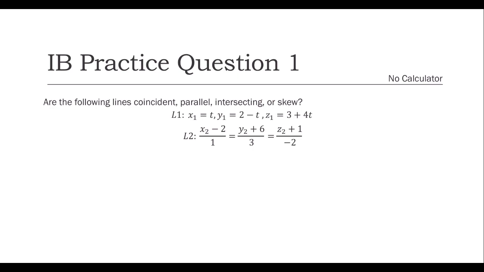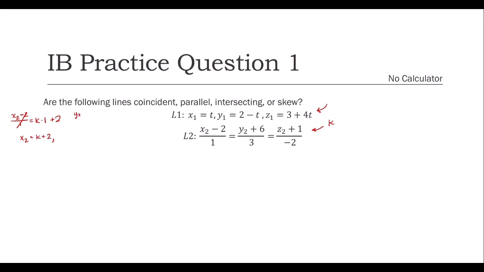So now we have our first IB practice question. It says, are the following lines coincident, parallel, intersecting, or skew? So this is in the parametric form, but this is in Cartesian form, so we need to convert it to parametric. So we can use any variable we want, so I'll just use k. So we'll say x2 minus 2 over 1 equals k, and then we want to solve for x2. So we'll multiply by 1 and then add 2. So we get x2 equals k plus 2.